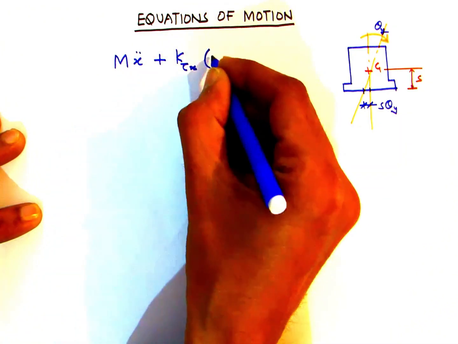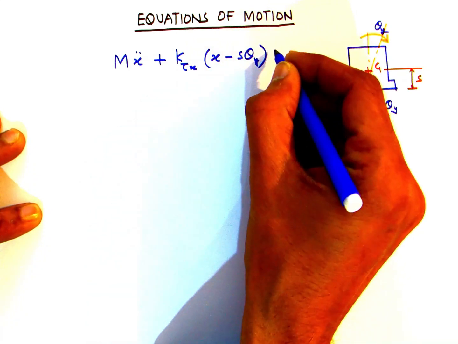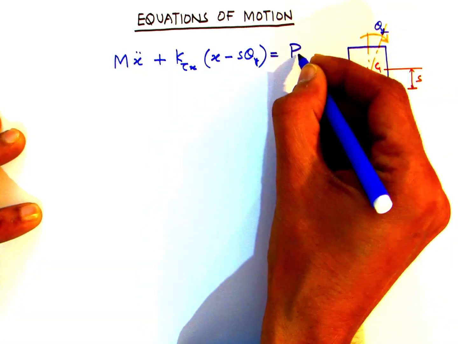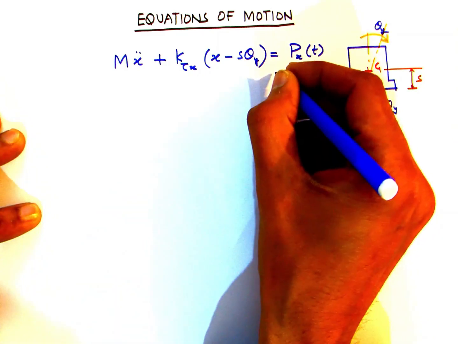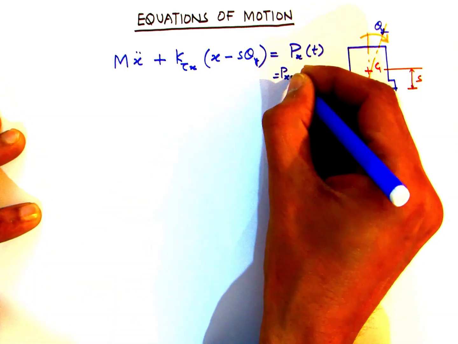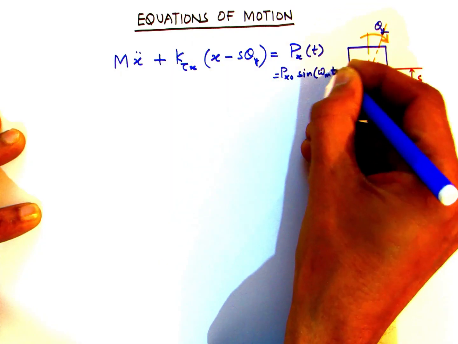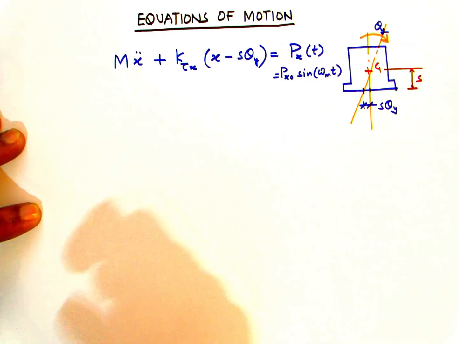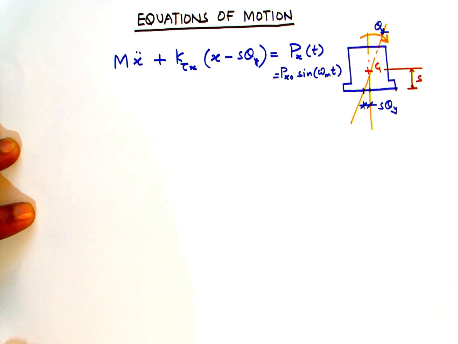So the equation of motion for the horizontal vibrations can be written like this: m times x double dot, and then for the second term, the spring stiffness multiplied by the displacement. The net displacement at the base of the foundation is x minus s theta y. The term minus s theta y is on account of the sliding, which is related to the rotation theta y.